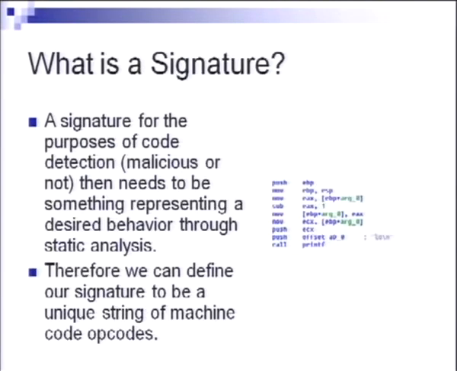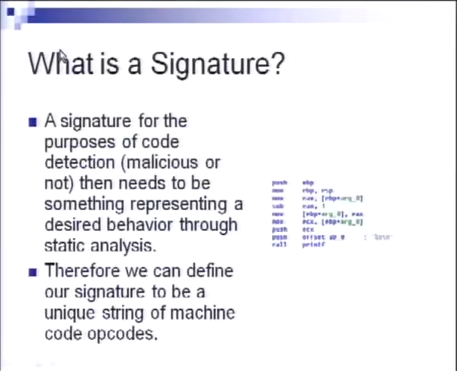Therefore, defining a signature as a unique string of machine opcodes gets us what we want, because a signature for malicious code is just code. So it's really pretty simple once you think about it, but it takes a while to come to that explanation. A signature in this case would be: push, move, move, sub, move, push, push, call. That is a signature.